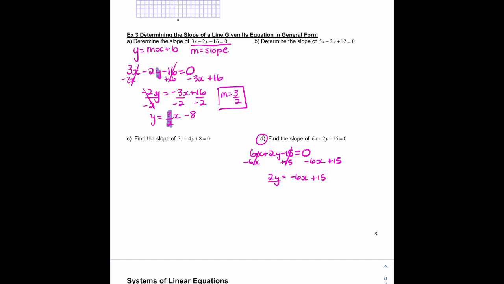2 is multiplying the y. The opposite of multiplying is dividing. So I divide each term, sorry, not by negative 2, by positive 2. So y is equal to negative 6 divided by 2, which is negative 3, x, 15 divided by 2. Now you can leave it as 15 divided by 2, or you can write it as 7.5. Either way, it's the exact same thing. Okay, that's it.